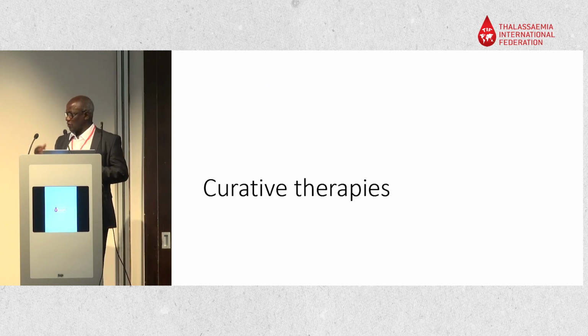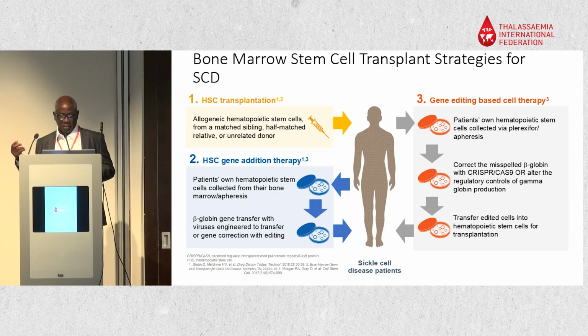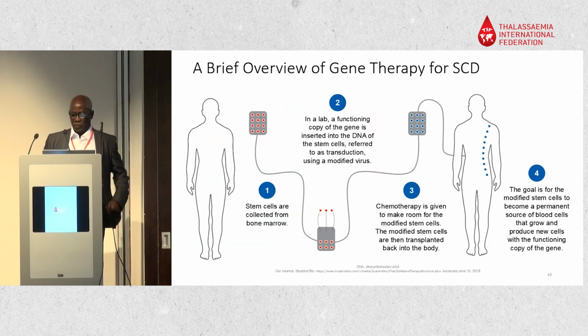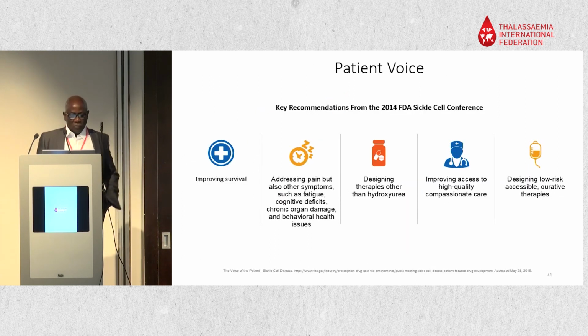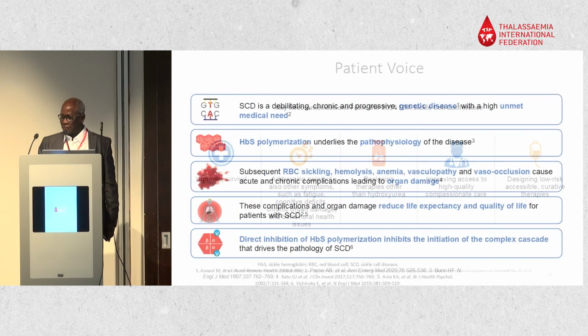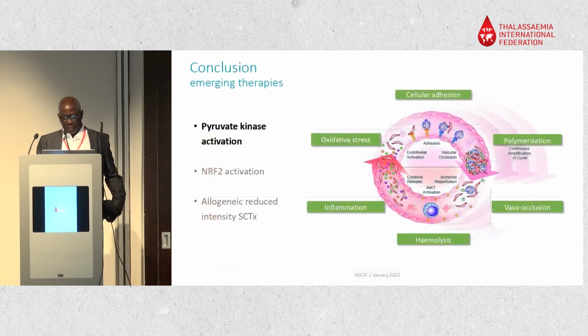You have heard about the curative therapy, the gene therapy, so I'm not going to talk about that, but I just want to summarize this slide. Sickle cell disease, as we know, is a debilitating chronic progressive genetic disorder with high unmet needs. Polymerization and obstruction are combined and lead to very adverse outcomes in almost every organ. If you're teaching a medical student about sickle cell disease, you say that it can affect every organ, and that is really a key message.